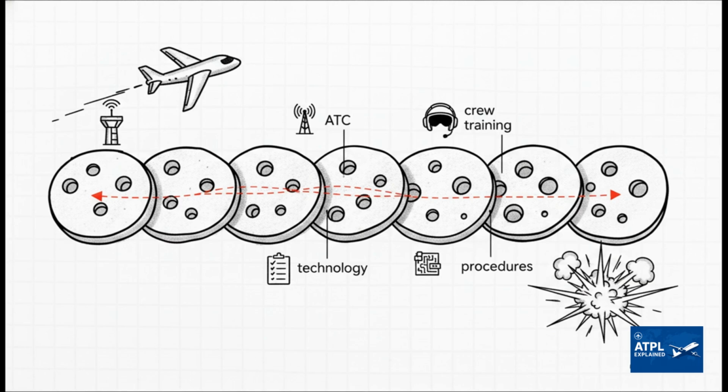Now, a single error almost never causes a crash. On its own, no way. It's only when the holes perfectly align. Say, ATC gives a confusing instruction, the crew misunderstands it, and the warning systems fail to alert them, all at the exact same time, that a hazard slips all the way through those defenses to become a catastrophic accident.